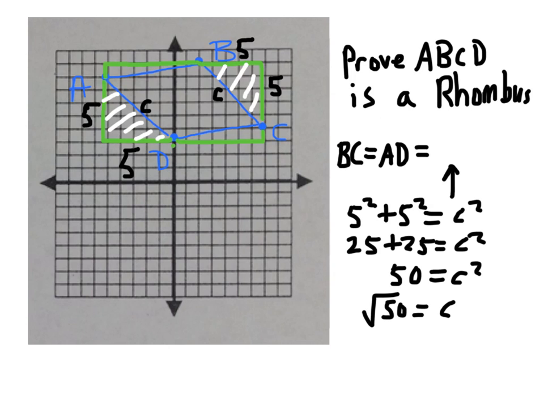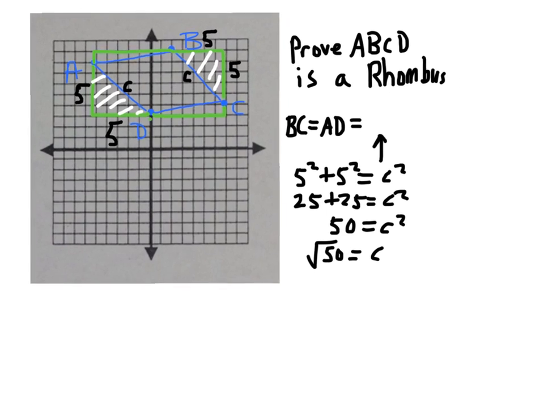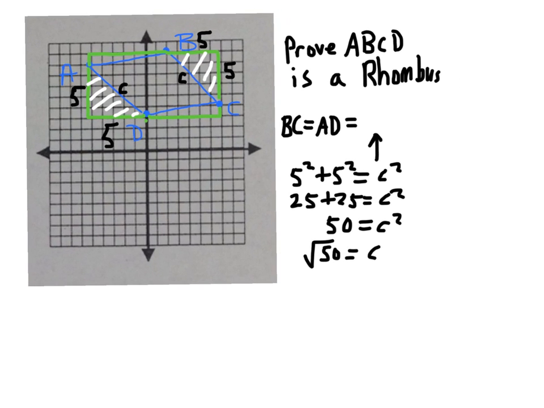Radical 50 can be put in simplest radical form. Let's talk about breaking down radical 50 into simplest radical form. Well, radical 50 breaks down into 2 times 25, and I can use that information. Radical 50 is the same thing as radical 2 times radical 25, which is equal to radical 2 times 5, or 5 radical 2.